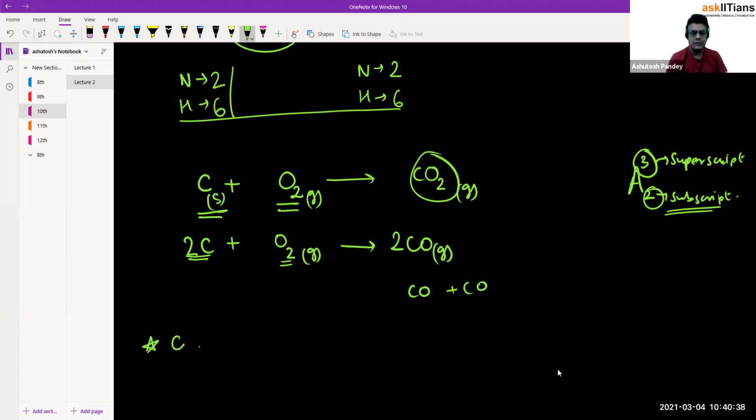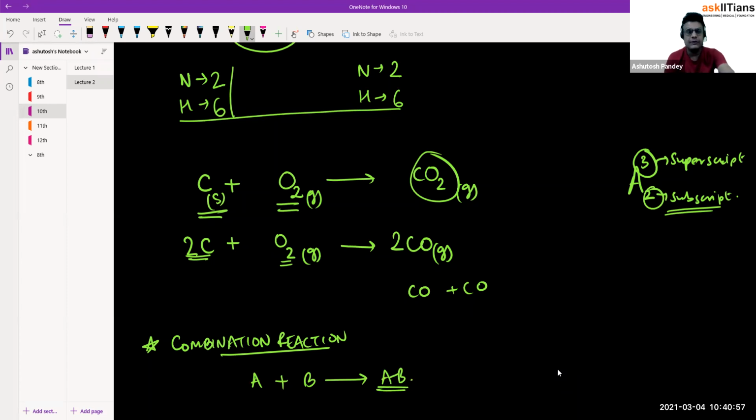Combination reaction. It will be like A plus B interacting with each other to form AB. So we'll get only one product, or if we don't want to write AB, we can write C here. Always a single product we will get in a combination reaction.